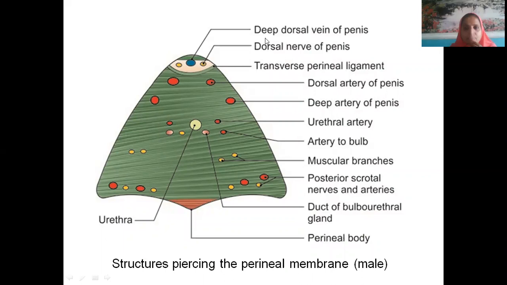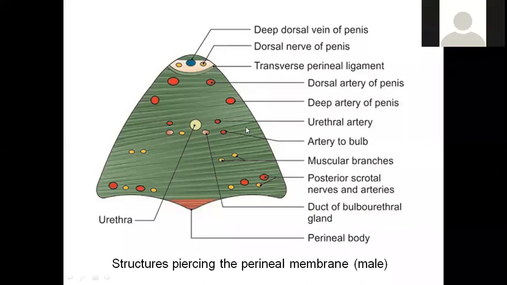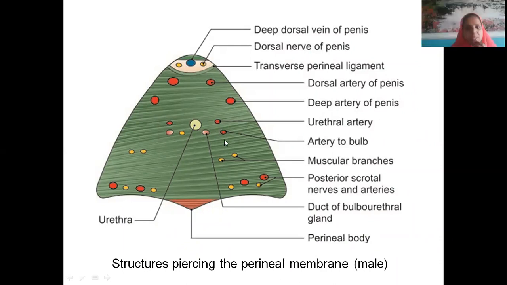You are finding the deep dorsal vein of the penis, dorsal nerves of the penis. You are finding the dorsal artery of the penis, the deep artery of the penis. In case of females, you have to use the word clitoris in place of penis. Urethral artery in both the sexes. Artery of the bulb of the penis. We have muscular branches. These are from nerves. Posterior scrotal. Wherever the word scrotal comes, in case of females we have to use labial vessels and nerves. Labial, labia majora, labia minora. Scrotal nerves and arteries. Then the duct of the bulbourethral gland. This I didn't tell you yet.